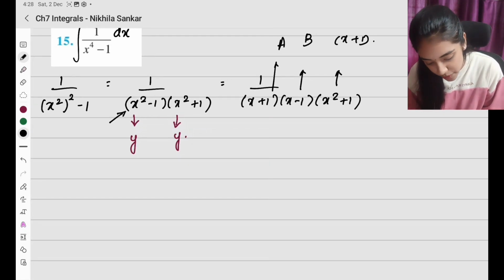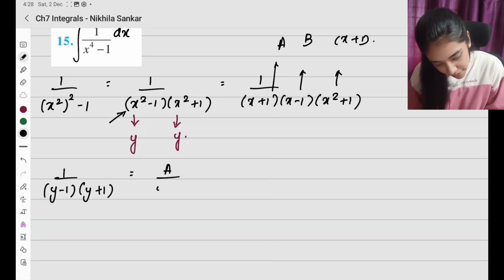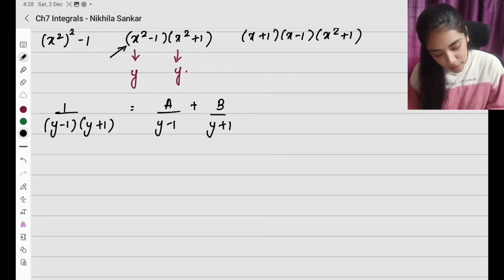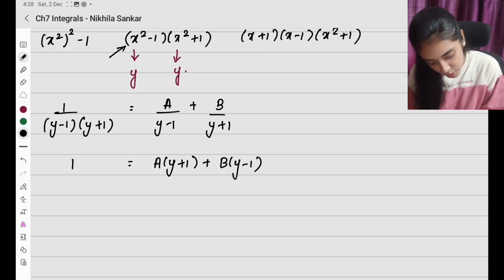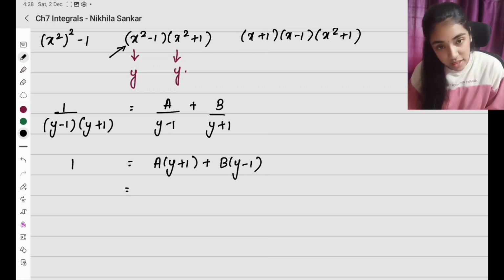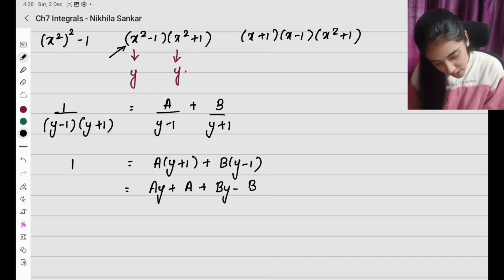Okay, remember. Now what am I going to do? How does my integral change? 1 by (y minus 1) times (y plus 1). Now a divided by y minus 1 plus b divided by y plus 1. When I take the LCM, a times (y plus 1) plus b times (y minus 1) divided by the denominator equals 1. Since the denominators are equal, I can equate the numerator. So ay plus a plus by minus b equals 1. Now clubbing the y terms. So a plus b, constant is a minus b.